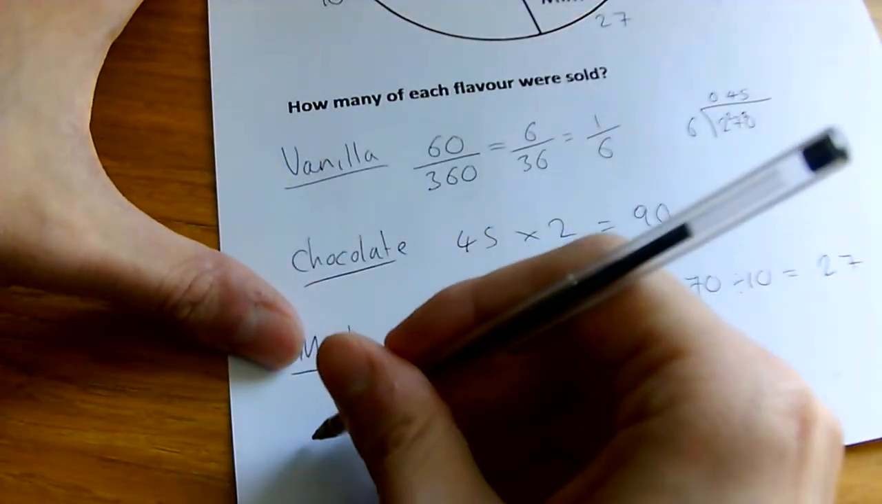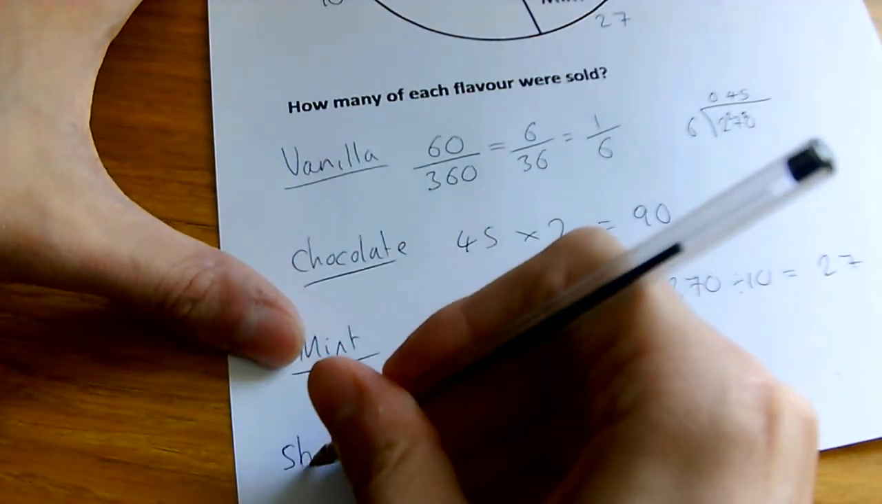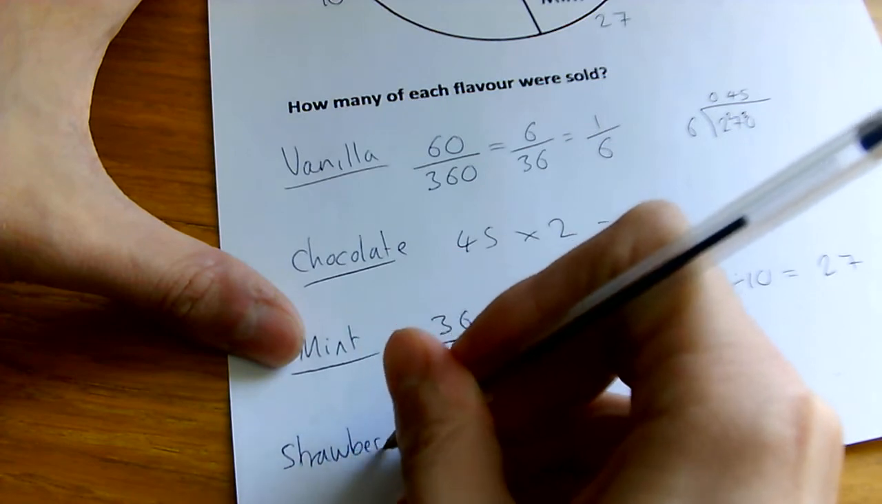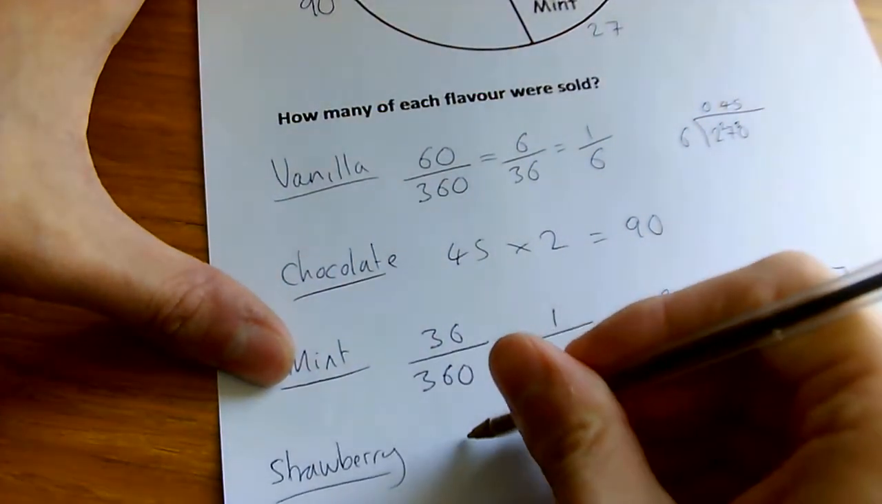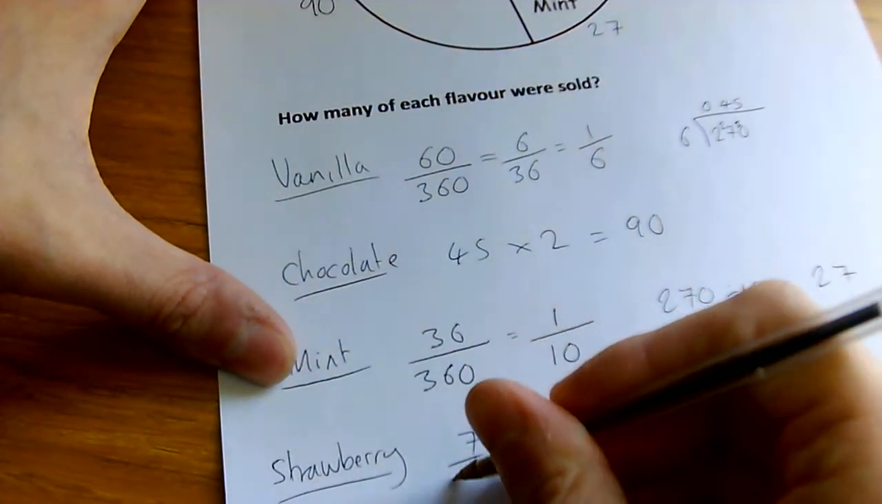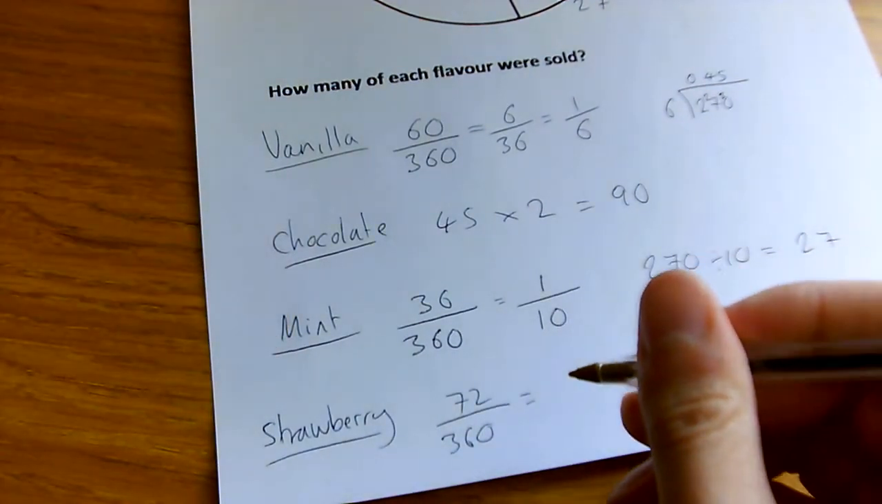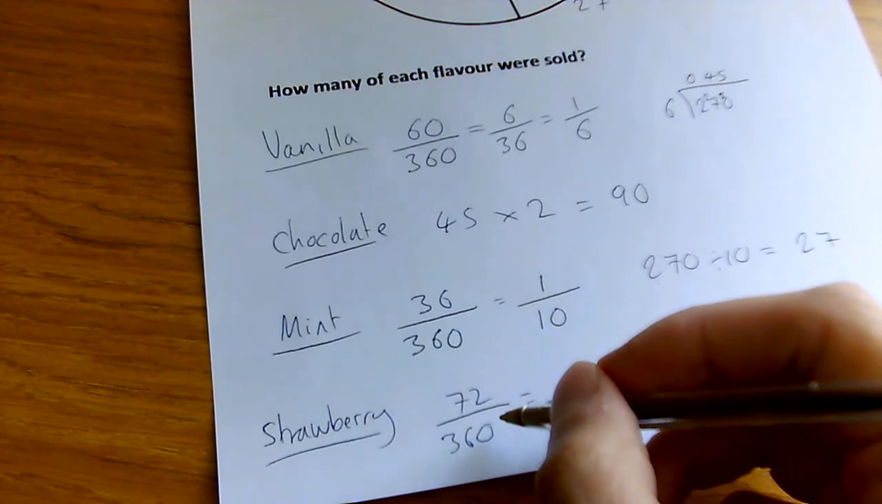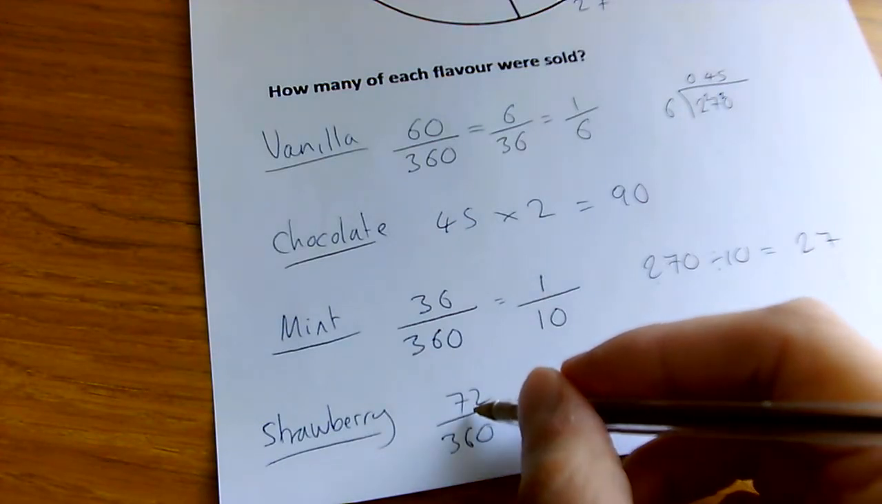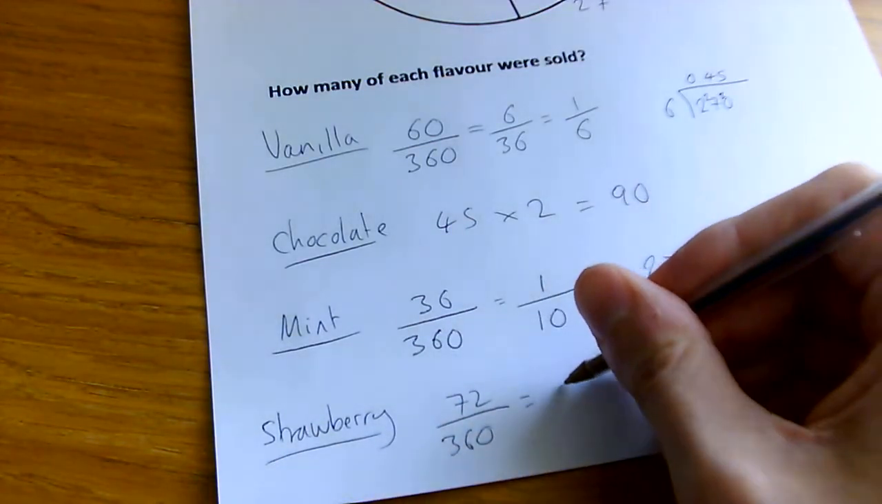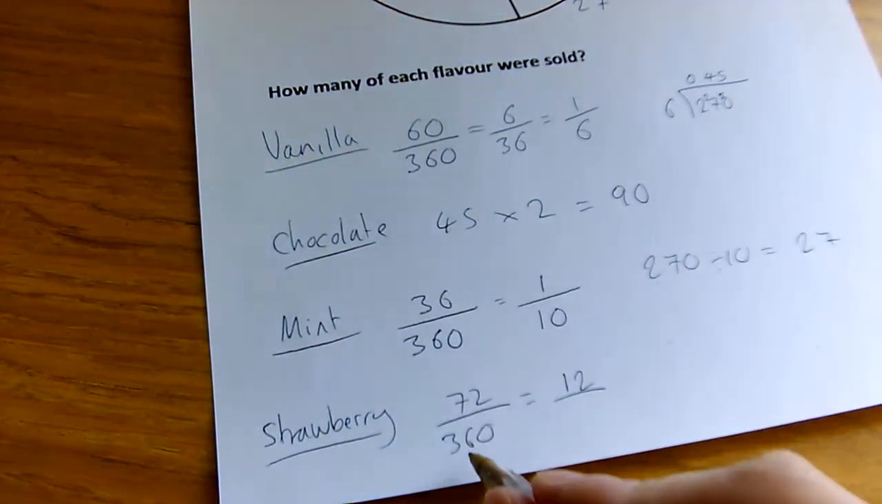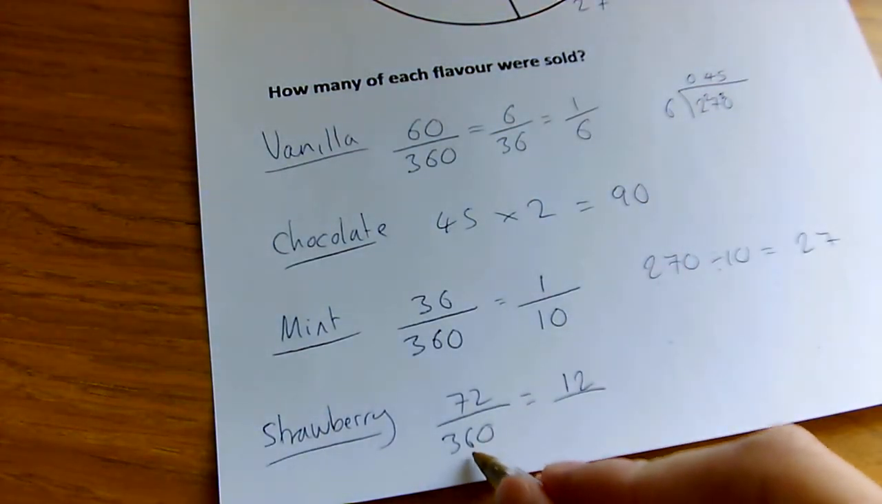I've left this one till last. I think it's going to be the hardest one. So let's put in strawberry, and it's 72 degrees out of 360 still. Simplify this. Well, I think 6 goes into 72. It's 12, isn't it? 12 times 6. So put 12 there. How many 6s in 360?